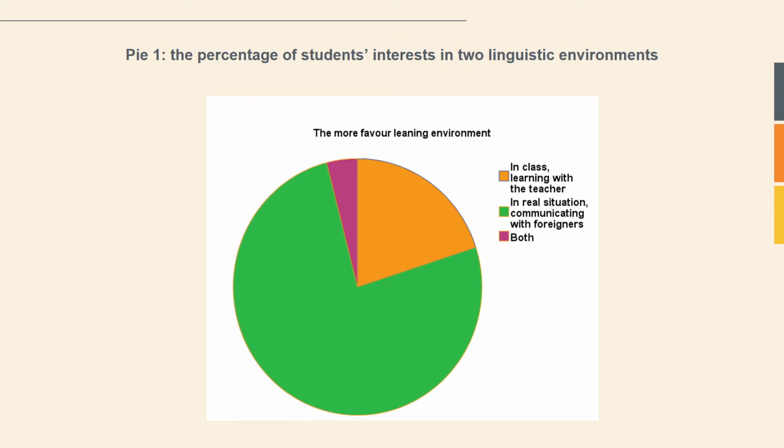So when looking at the pie chart, the green portion illustrates the real situation of communicating with foreigners: the percentage of students who favor real situations and communicating with foreigners. The orange portion shows the number of students who favor indoor activity. And the pink portion shows the number of students who favor both learning environments.